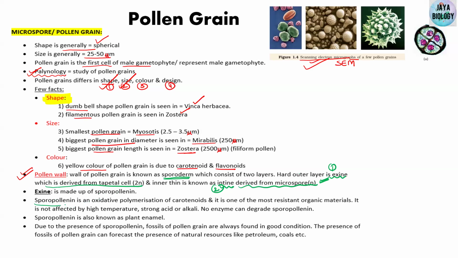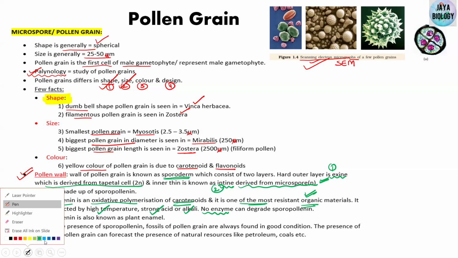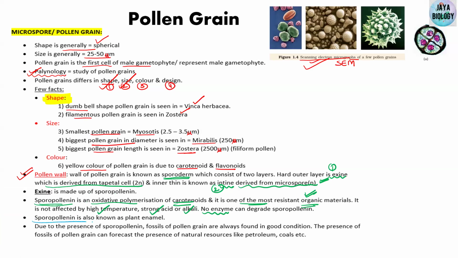Now, sporopollenin is oxidative polymerization of carotenoid and it is the most resistant organic material. Please remember it's an organic material, not inorganic. It is not affected by temperature, neither by acid, neither by alkaline, means no enzyme can degrade. And that is why we say sporopollenin is also known as plant enamel, which is the hardest organic material present. And because of the sporopollenin, fossils of the pollen grain are in good condition, and the study of pollen grain is known as palynology. So I think this much you are getting it.